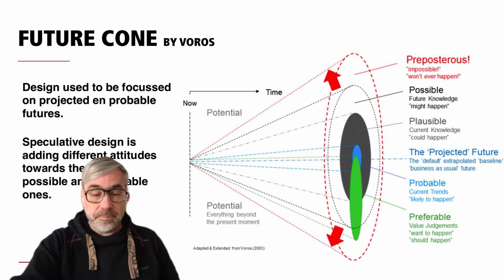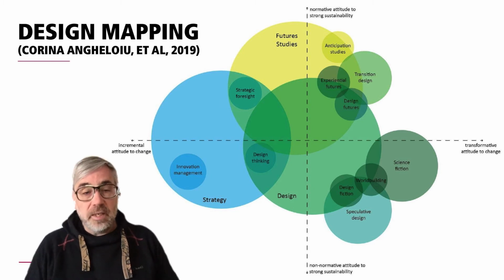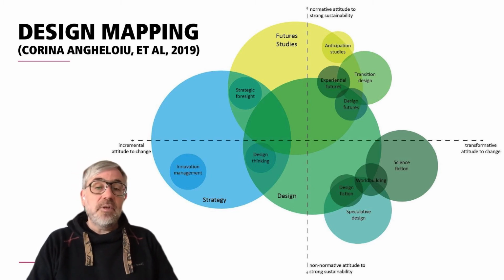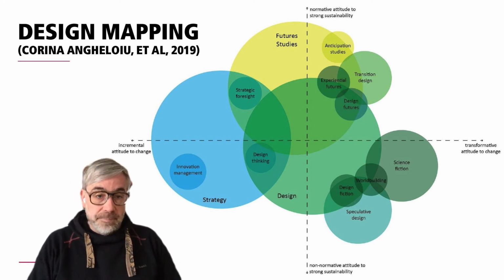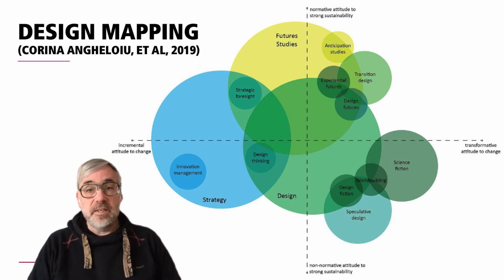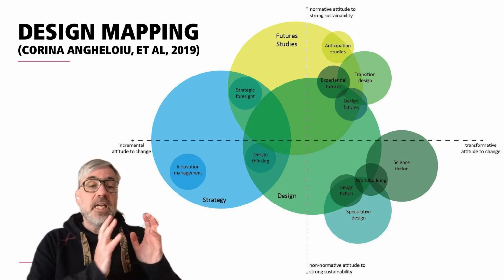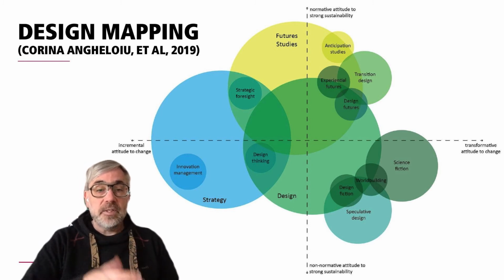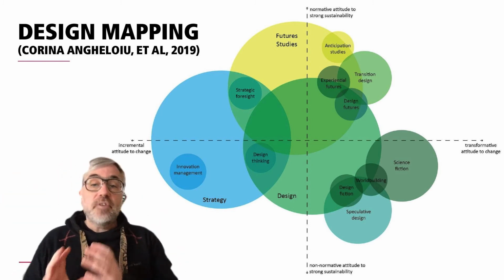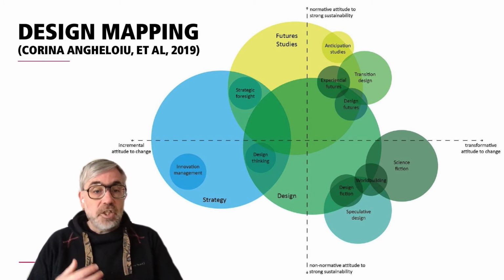Speculative design is different. I already talked about this. If you compare it, for example, to design thinking, but also, for example, to future studies. So I think this diagram is really good because it makes a distinction between, on one hand, incremental change, so change that takes place in small steps, and on the other side, transformational change. Change that is radical, that changes reality in a really profound way.